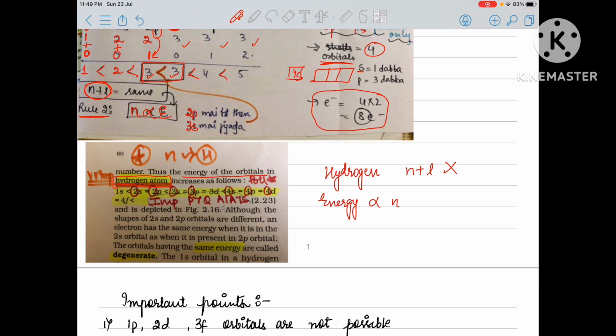See here, 1s and 2s: 2 is greater, so 2s has higher energy. Now for 2s and 2p, this does not depend on the n plus l value. The principal quantum number is equal, so the energy of these two is equal. Again, 3s and 3p, the energy is equal. 3p and 3d, the energy is equal. 4s and 4p, the energy is equal. So this is a very important PYQ question. In my mock exams, maybe it is a repeated question.